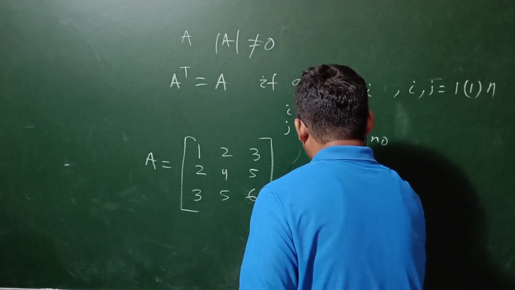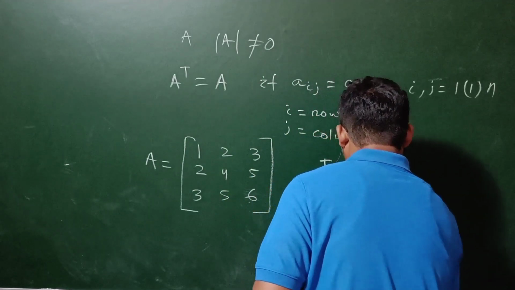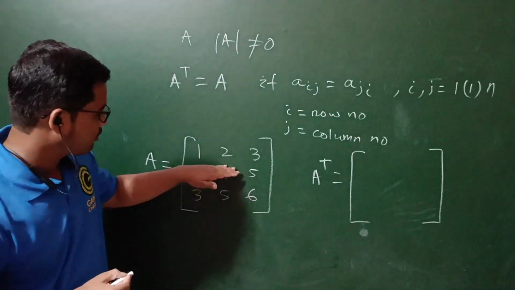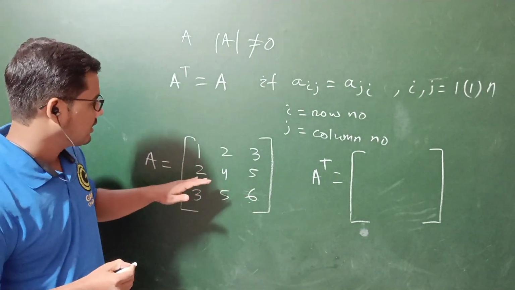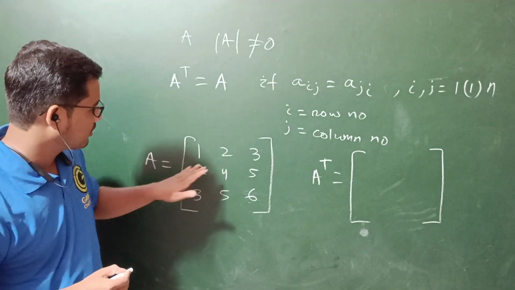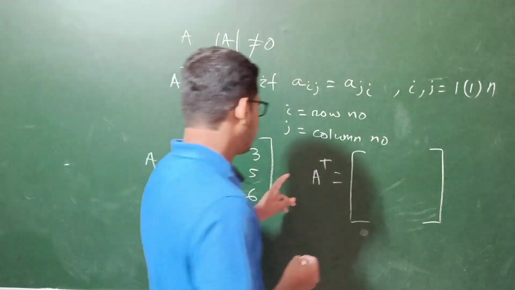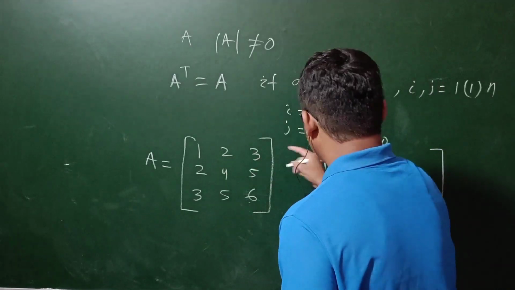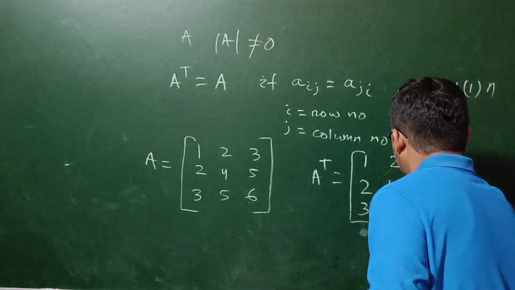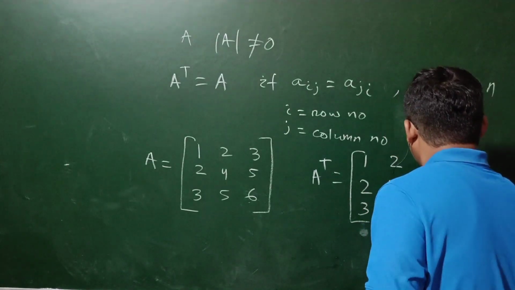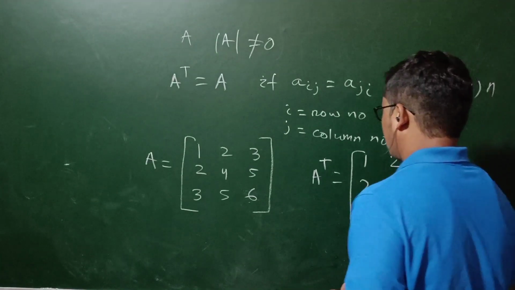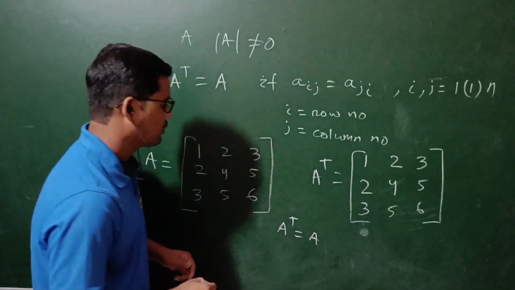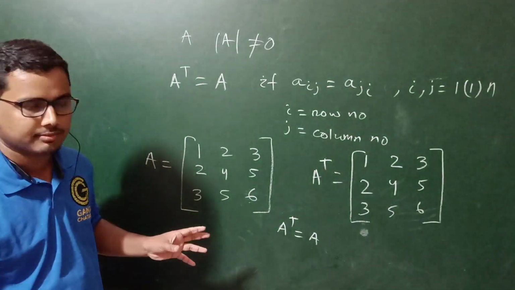What is its transpose? Transpose means we interchange rows and columns. That means the row changes to column, and the column changes to row. So its transpose will be 1, 2, 3, 2, 4, 5, 3, 5, 6. Here A transpose is equal to A, so the matrix is a symmetric matrix.